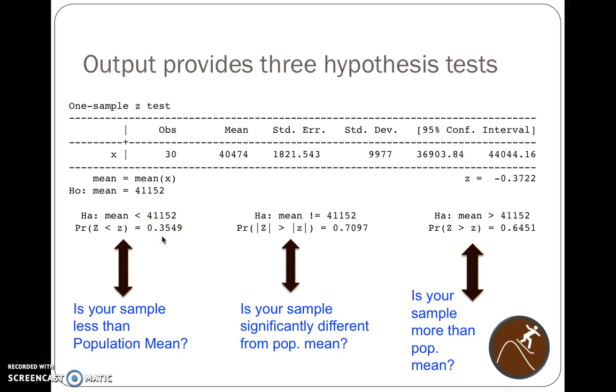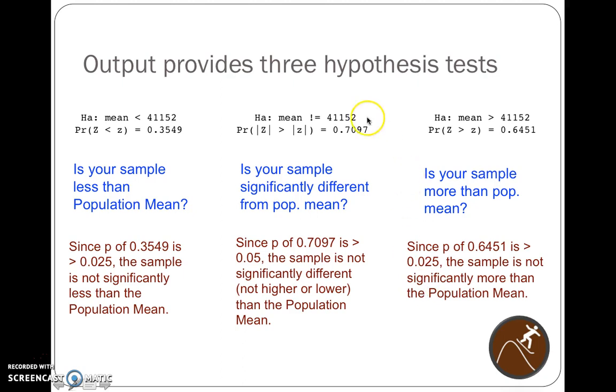The first one here is asking, is our sample less than the population mean? So do we have reason to believe that our sample is significantly lower than 41,152? And the p-value is 0.35. So there's no statistically significant difference. Next, this middle one. Is there any significant difference, higher or lower? The p-value is 0.7097. This sample is not significantly different either.